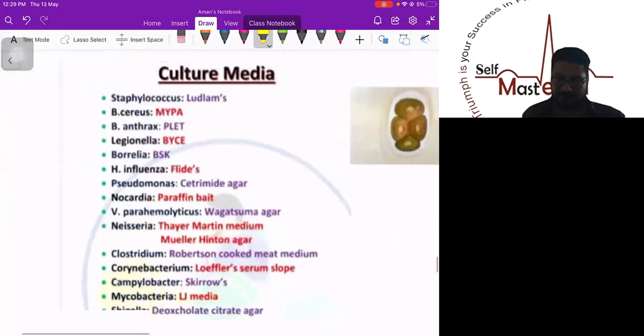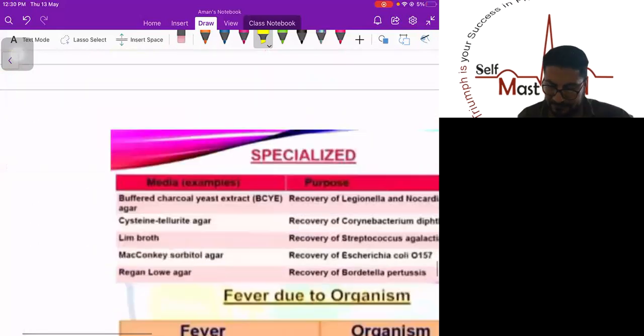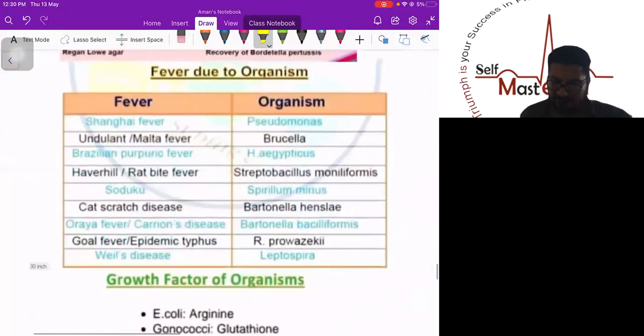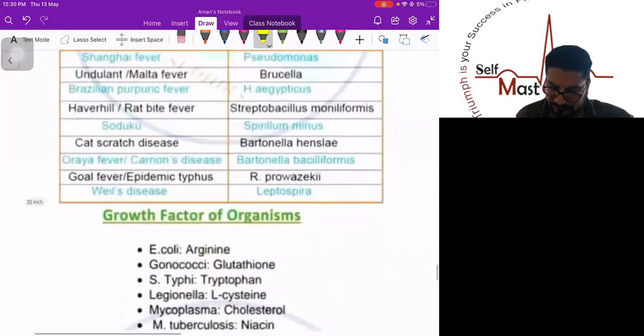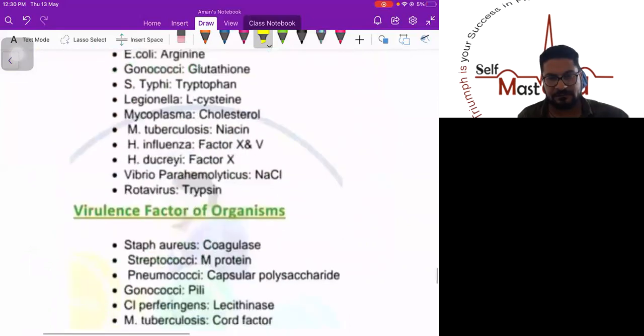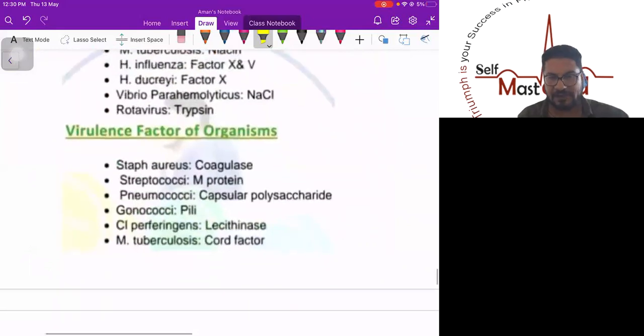Okay, then we have a list of culture media that you can discuss, you can study, you can read. Some specialized media. And these are some of the named fevers that they ask in exam, like Shanghai fever, Malta fever, Rat bite fever, Weil's disease. And what growth factor we need for different organisms? What are the virulence factors of different organisms?